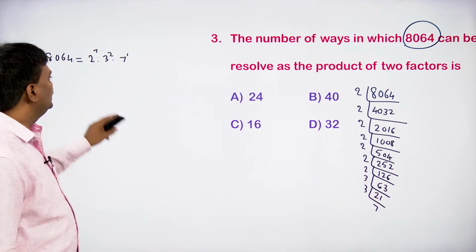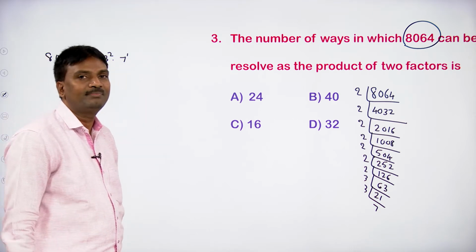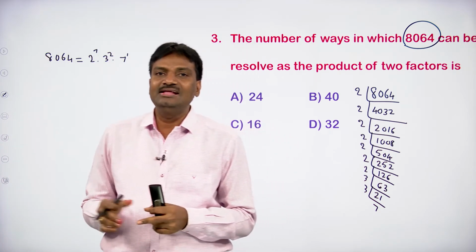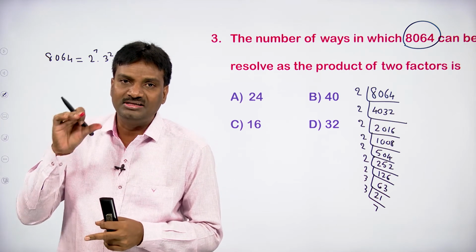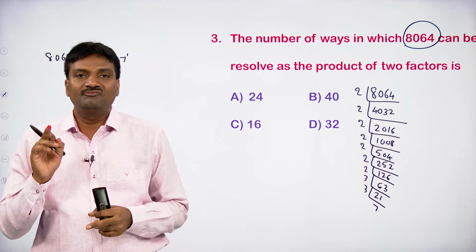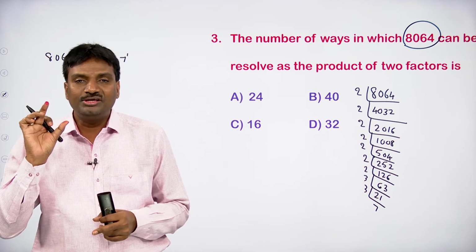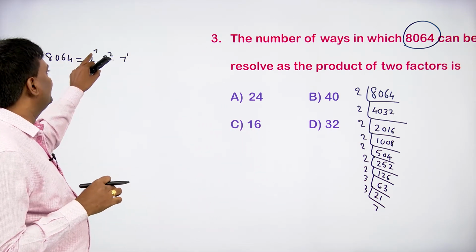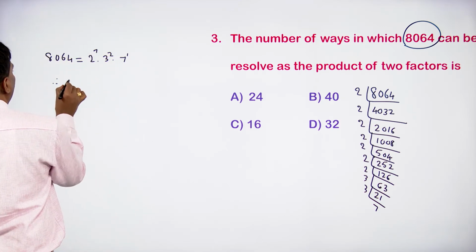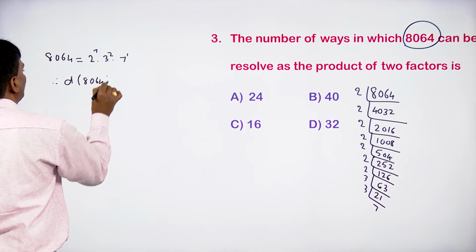Now this is in the form of p1 power alpha 1 into p2 power alpha 2 into p3 power alpha 3. So we know the formula for finding the total number of divisors of a given natural number n is (alpha 1 plus 1) into (alpha 2 plus 1) into (alpha 3 plus 1). Here we have only 3 numbers: alpha 1 equal to 7, alpha 2 equal to 2 and alpha 3 equal to 1. So the number of divisors of 8064.